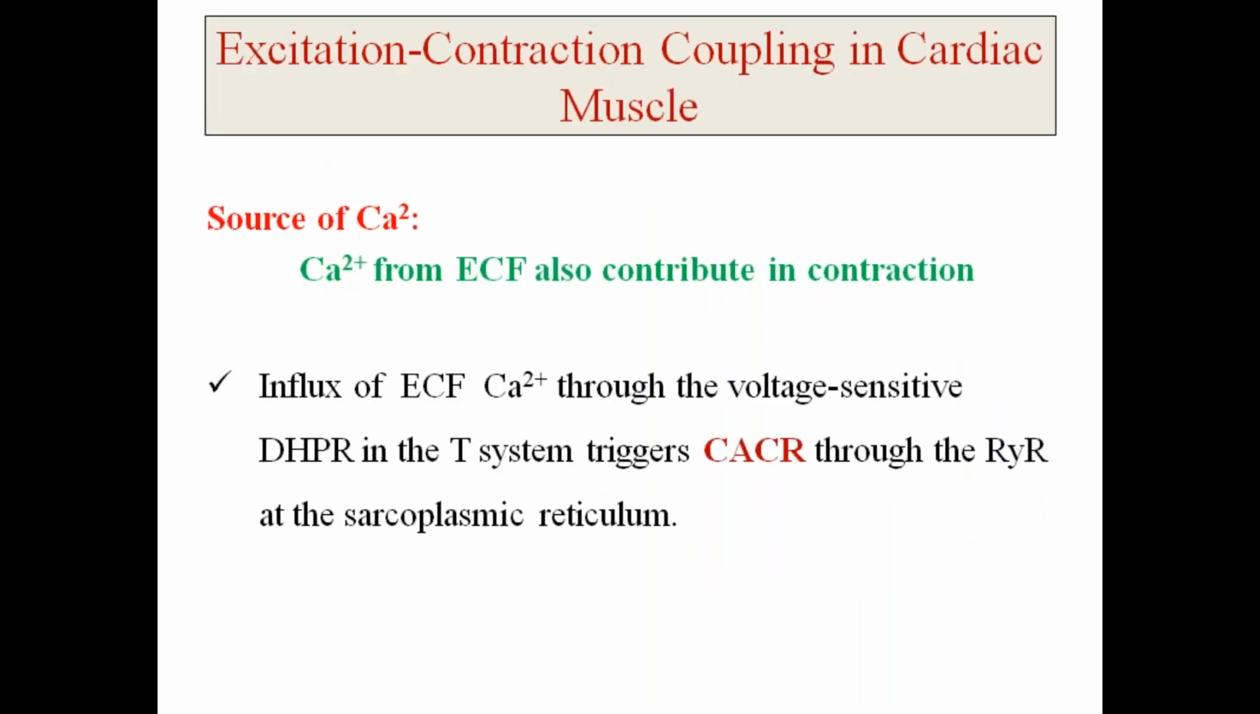So with respect to the source of calcium for contraction, one difference between cardiac and skeletal muscle is that in skeletal muscle, most of the calcium required for contraction is coming from within the cell, from the sarcoplasmic reticulum which is present inside the cell. But in the cardiac muscle, the calcium is coming from both outside and inside. That means the calcium of extracellular fluid and calcium of the intracellular fluid both are required for contraction.